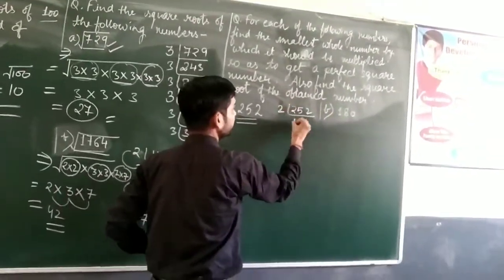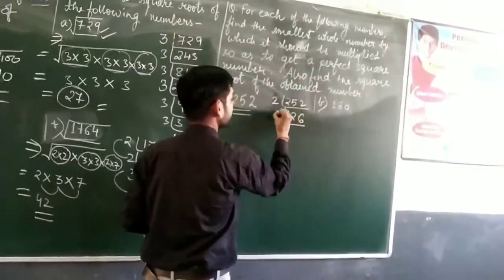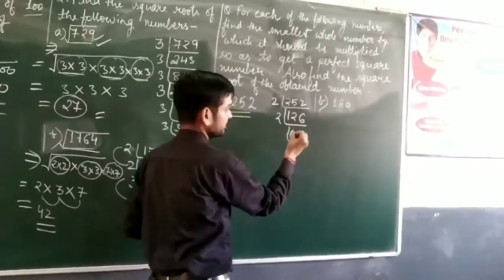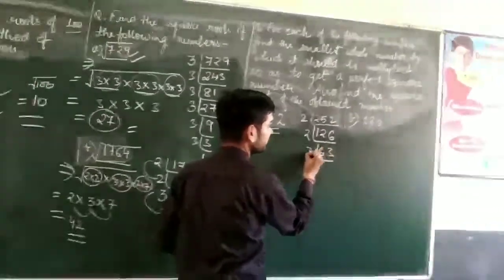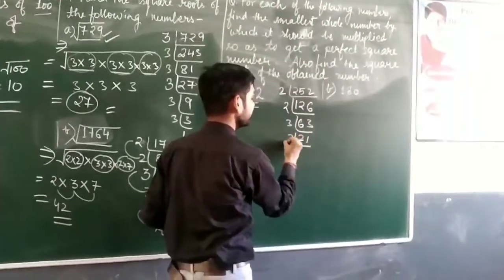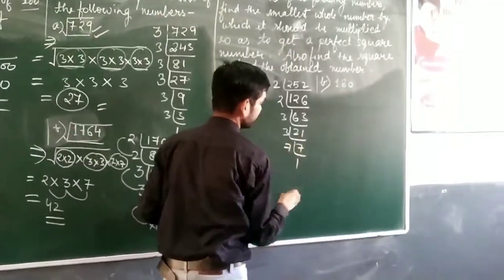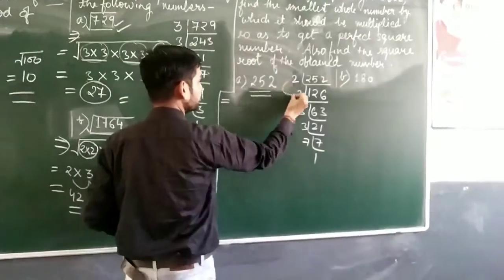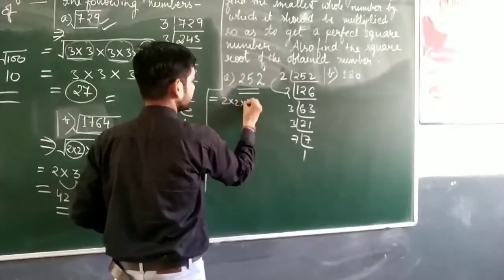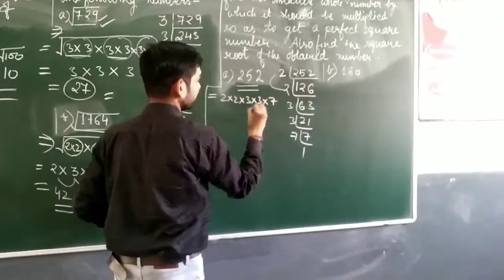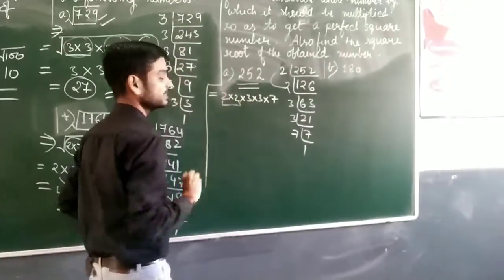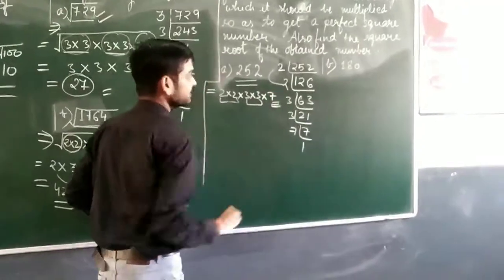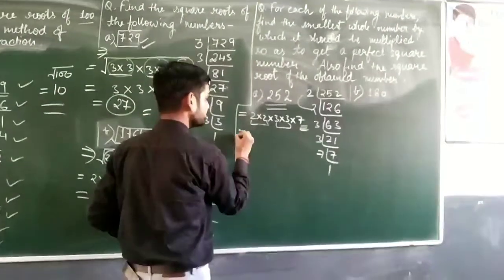2 1s are 2, 2 2s are 4, 2 6s are 12, 2 6s are 12, 2 3s are 6. Then again from table number 3, 3 2s are 6, 3 1s are 3. Then 3 7s are 21, then 7 1s are 7. Now student, we will note down all factors here: 2 2 times, 3 2 times, then 7 1 time. Student, you can see this pair is done, this pair is done, but 7 is not complete.